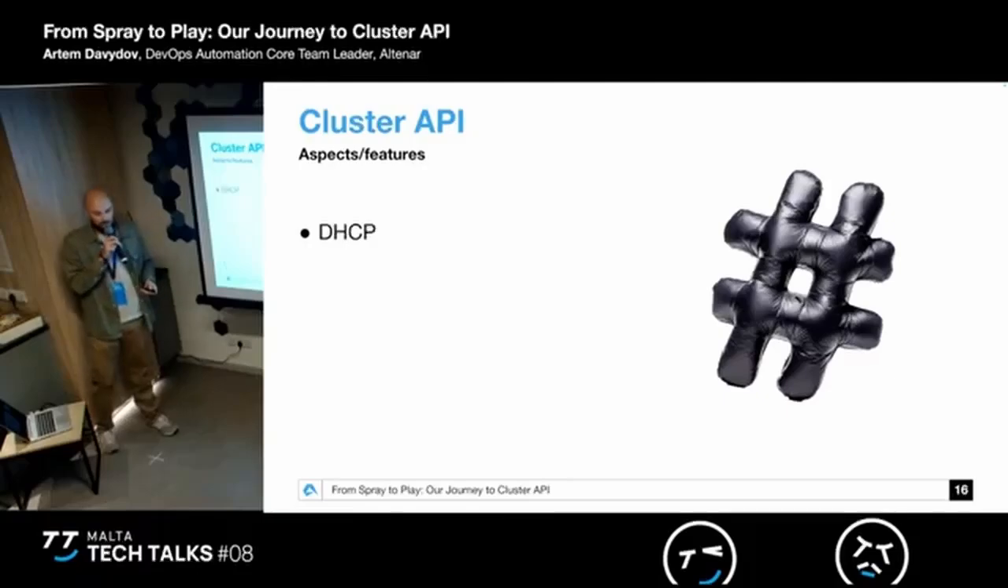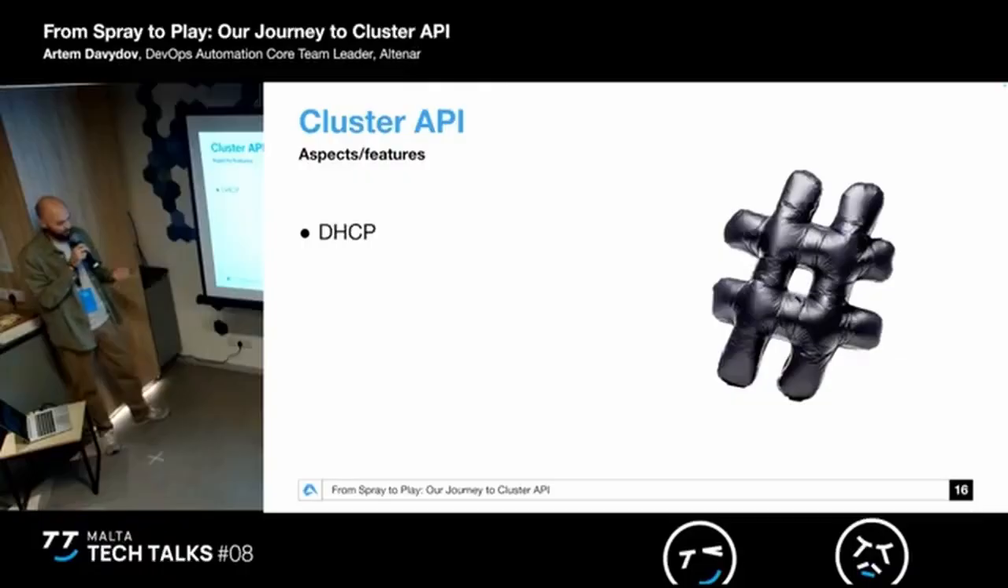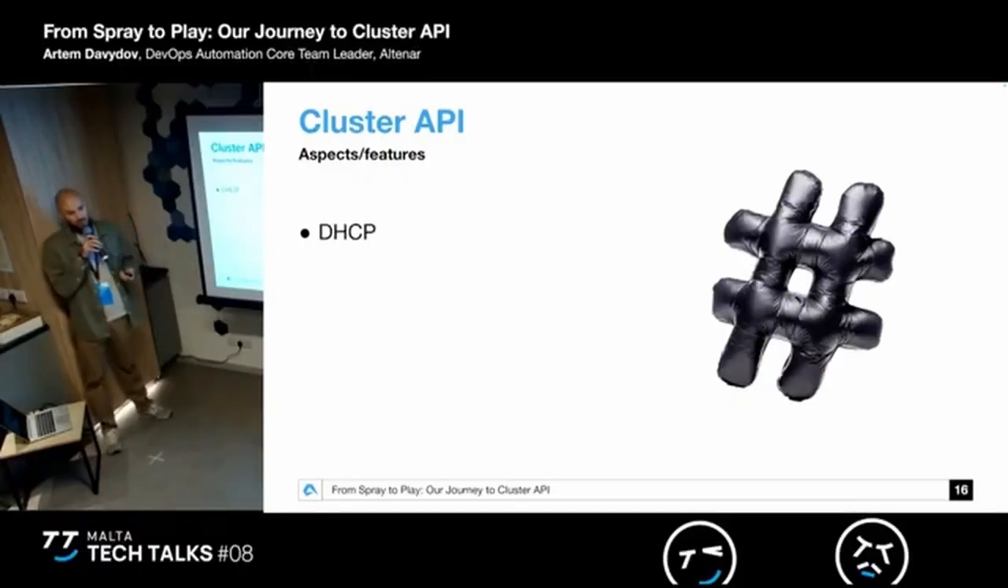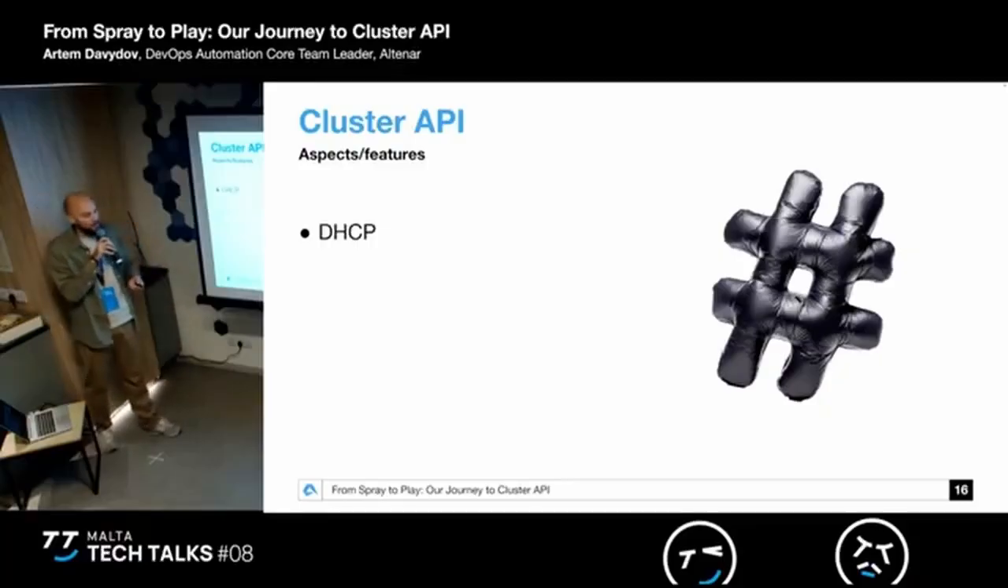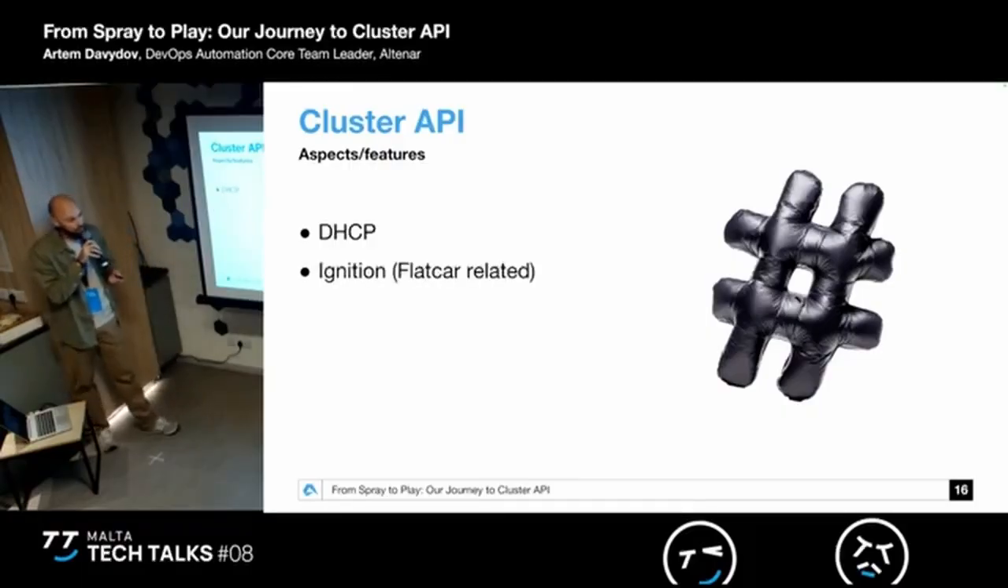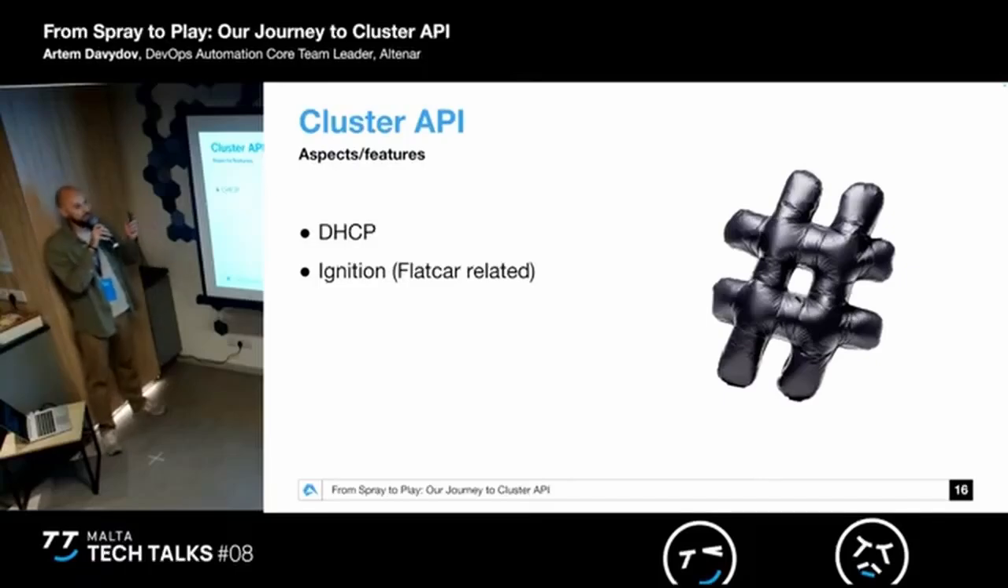Okay, let's talk about features and aspects of Cluster API. First of all, DHCP. You have to have a DHCP network for new workload clusters. When new nodes are created with Cluster API, they need to obtain IP addresses automatically, but also they need to obtain DNS service with these DHCP requests, and NTP servers.